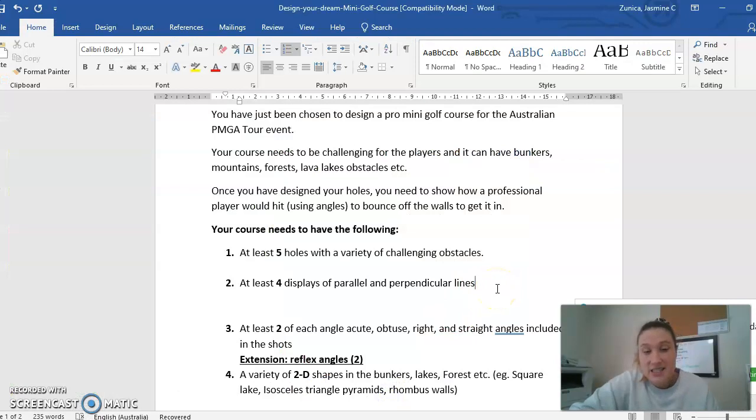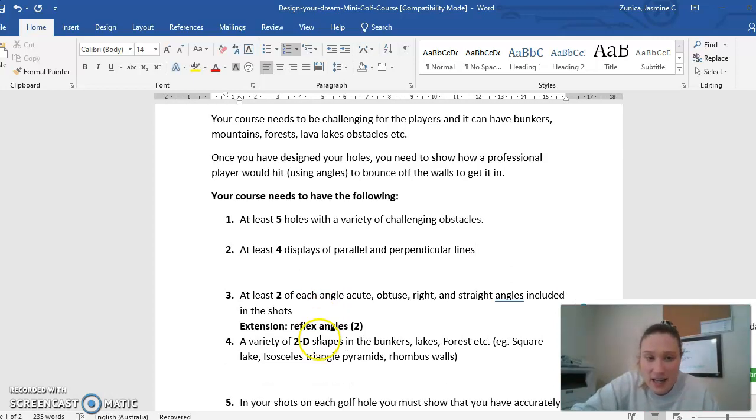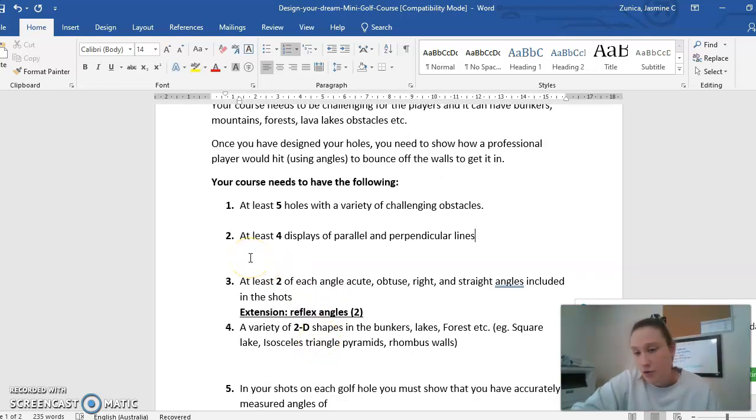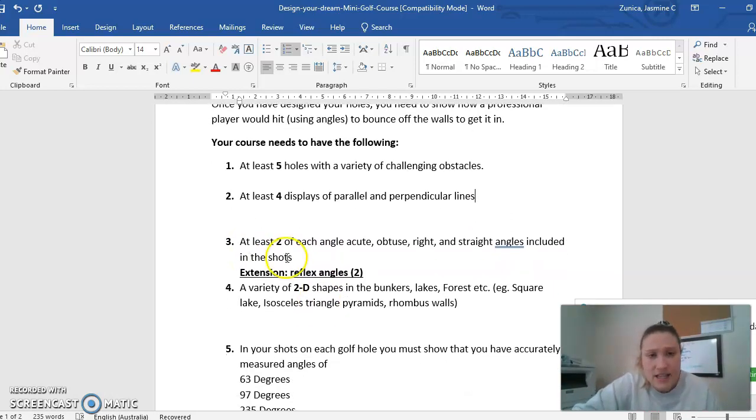So you need to display 4 parallel and 4 perpendicular lines. Oh no, just 4. So I'd say 2 parallel and 2 perpendicular lines, unless you want to extend yourself and do 4 of each. That's up to you. At least 2 of each angle, so acute, obtuse, right and straight angles included in the shot. When you have designed it, you need to showcase how someone's actually going to get it into the hole. So you need to show different angles and different ways.